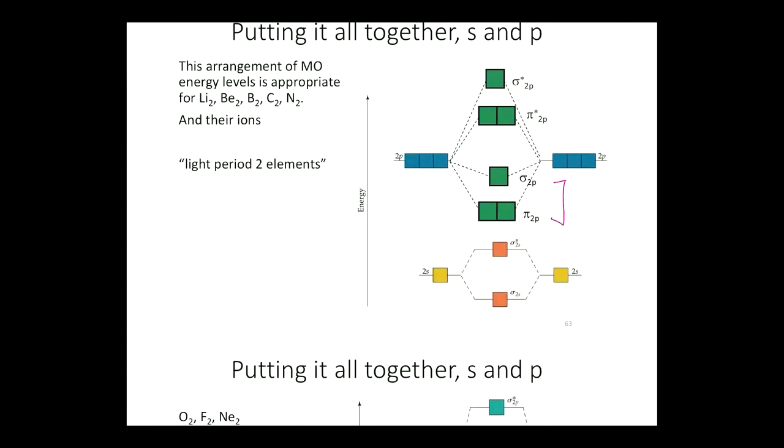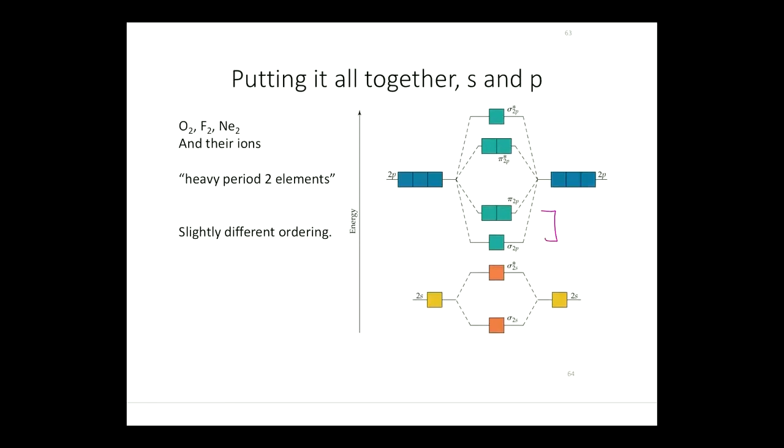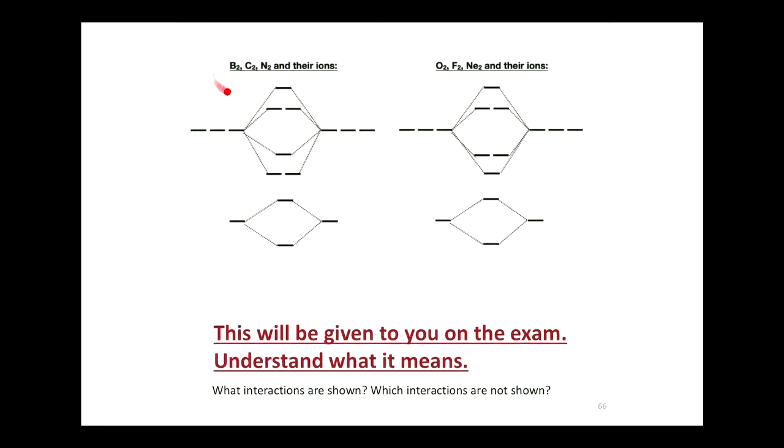It doesn't matter, okay? You don't have to memorize this. We give you the ordering. I just want you to recognize that there is a small difference between lighter period 2 elements and heavier ones. So all together, this is what you'll get on the exam, the ordering for the light period 2 elements and the heavy period 2 elements. And you see that the small difference is just the ordering of the sigma and the pi. So this is exactly what you'll get on the exam. I want you to be very aware of what we do give you and what we don't give you. And so that's the important thing here.